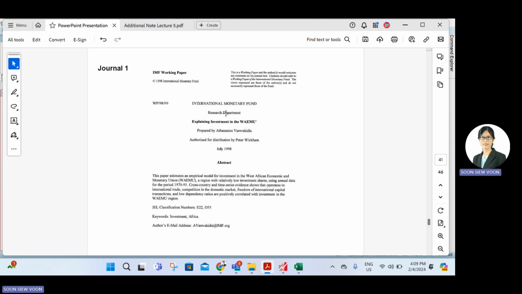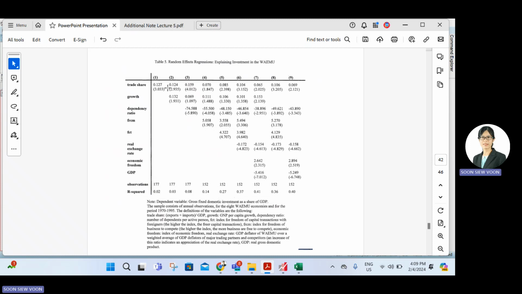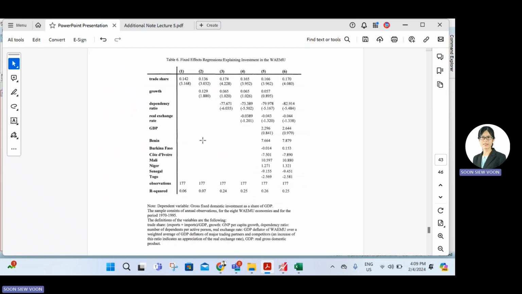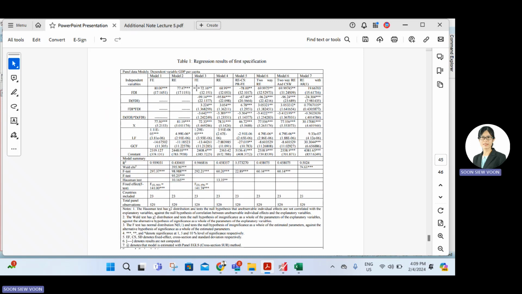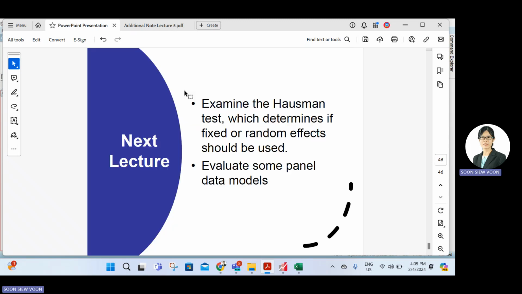The paper in journal one is published by the International Monetary Fund, which is talking about investment in the WAEMU. You can see how they estimate the models with the random effect and fixed effect, right? Journal 2 talks about the panel approach to study the relationship between economic growth and FDI in Asia. So this is how they report their results with the fixed effect and random effect, together with the test I'm going to show you next week, the Hausman test. They summarize the results in a table.